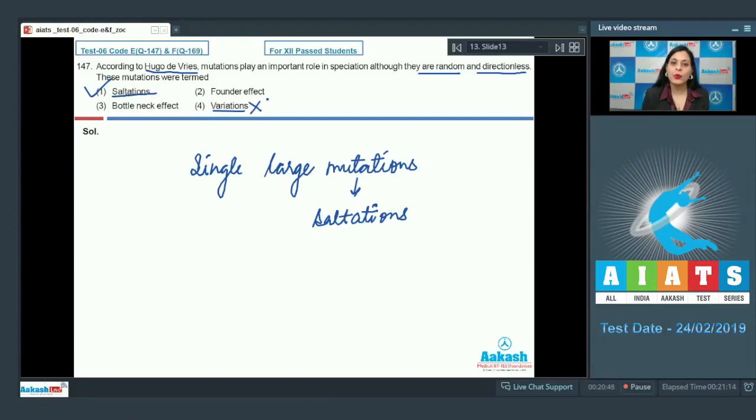Darwin asserted that variations are heritable, and these variations accumulate from one generation to another, and these are non-random and directional. Rest of the options, bottleneck effect and founder effect, are the incorrect options because genetic drift involves bottleneck as well as founder effect. So the correct answer to this question is option number 1. Let's proceed to the next question.